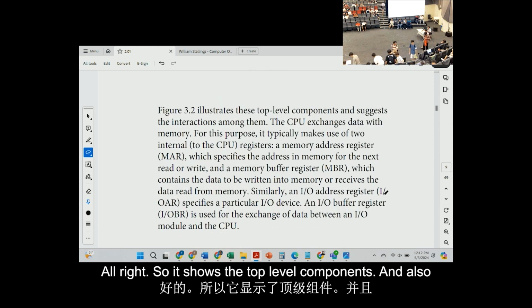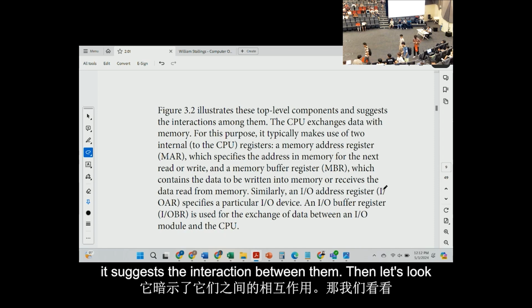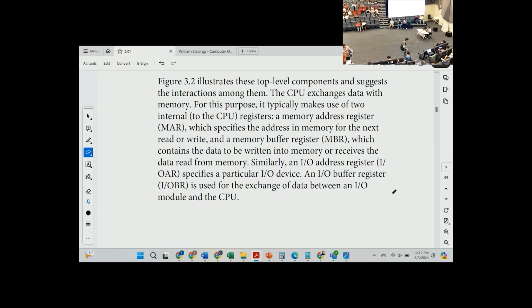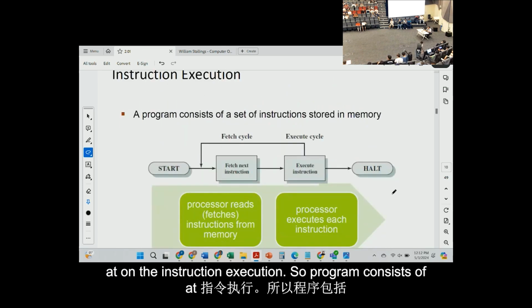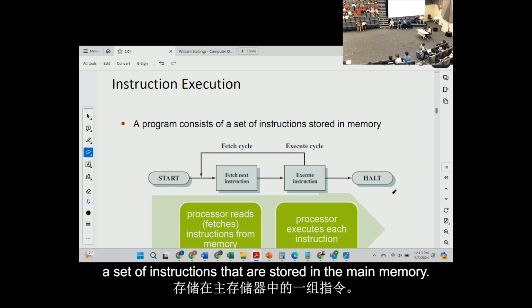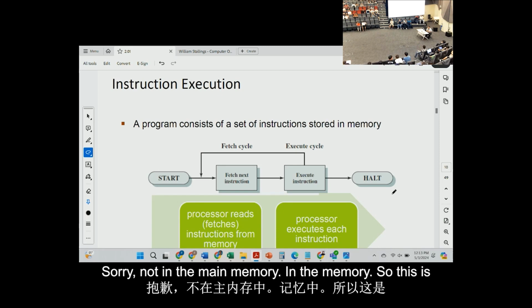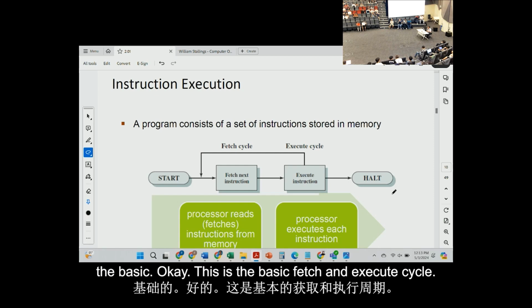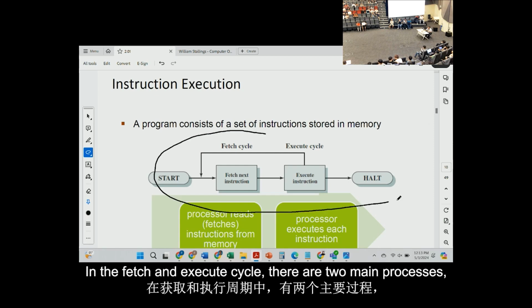So this is the explanation. It shows the top level components, and it also suggests the interaction between them. Then let's look at the instruction execution. A program consists of a set of instructions that are stored in the memory. So this is the basic fetch and execute cycle.